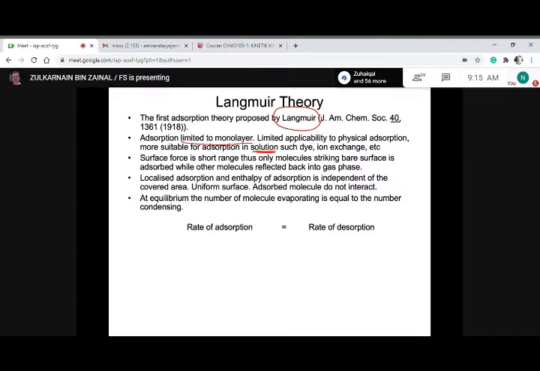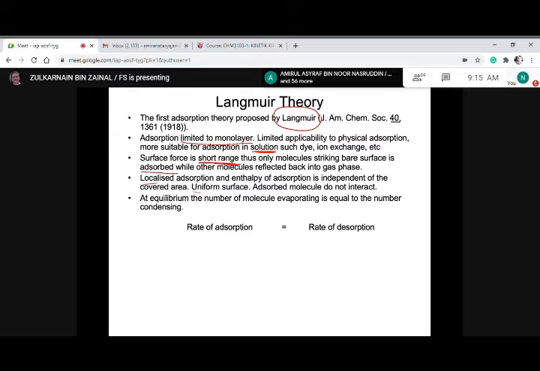Okay, so surface force is short range for monolayer adsorption. Only a molecule striking a bare surface is adsorbed, right? A molecule striking an already covered surface will not be adsorbed. For example, a molecule can strike the gas rather than the surface of the adsorbent, and that will not be adsorbed. So that is the assumption made for the Langmuir theory.